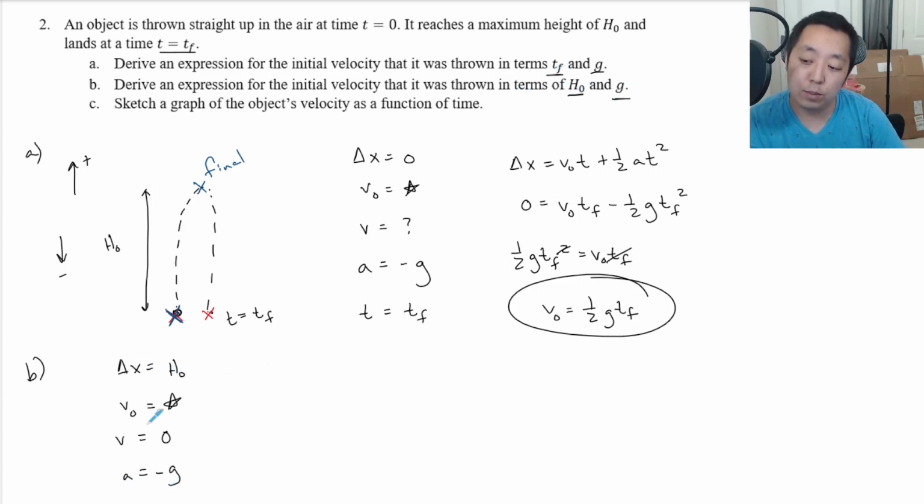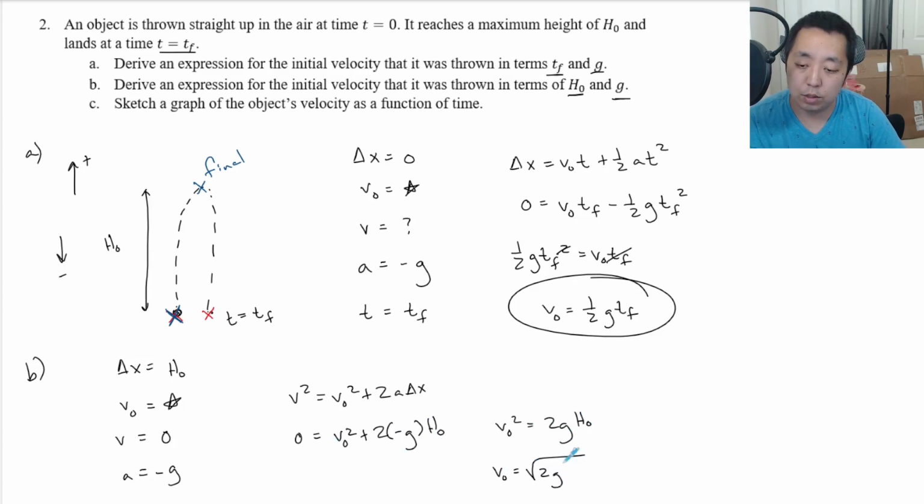But I have 3 variables, and I can find the 4th variable using this equation. So I'd have 0 is equal to v0 squared plus 2 times negative g times h0. And then just move this to the other side. You would get v0 squared is equal to 2gh0, or v0 is equal to root 2gh0.